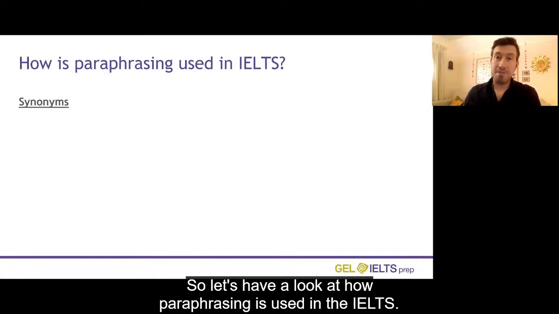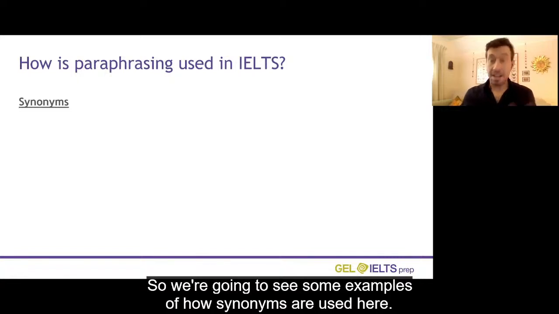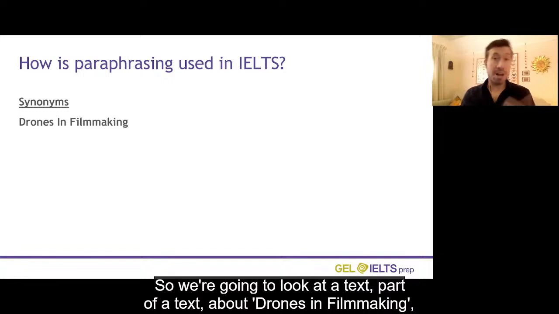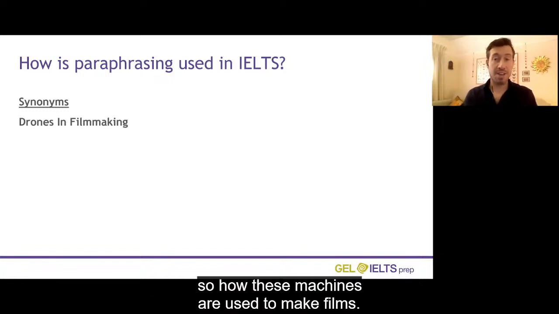So let's have a look at how paraphrasing is used in the IELTS. We're going to see some examples of how synonyms are used here. We're going to look at a part of a text about drones in filmmaking, so how these machines are used to make films.